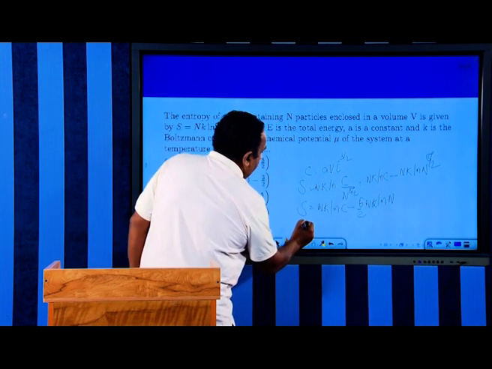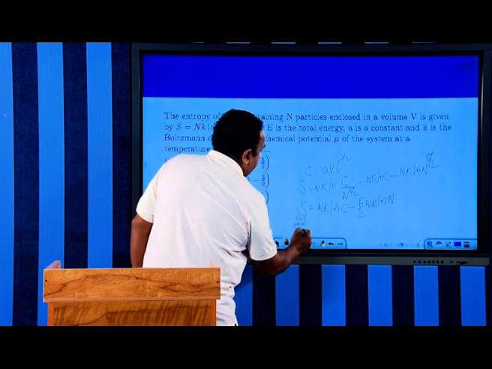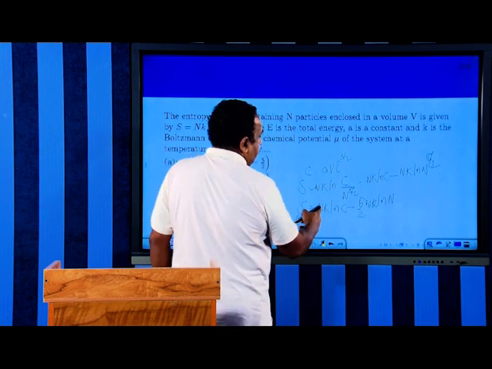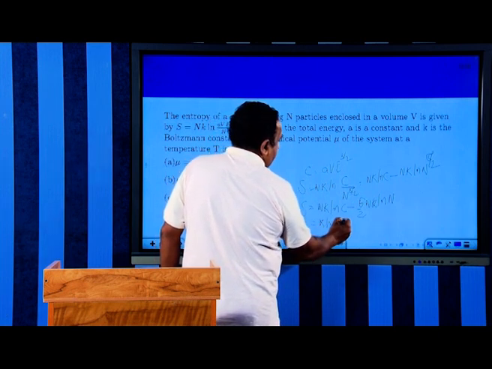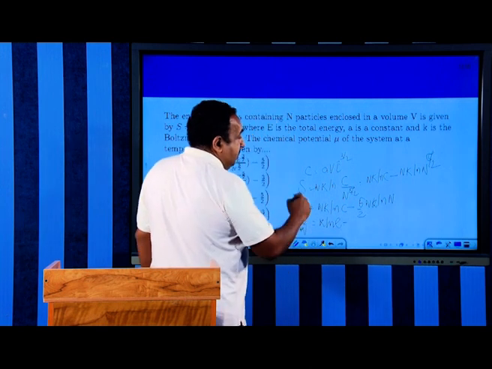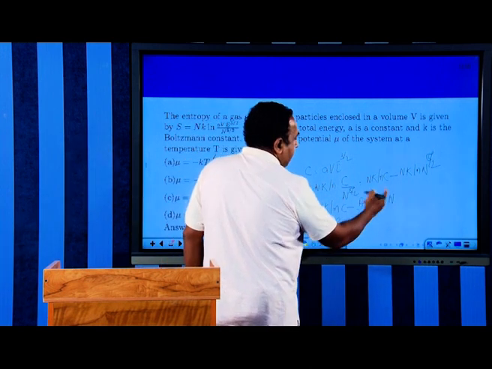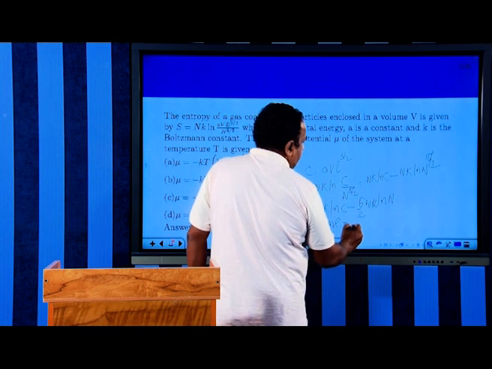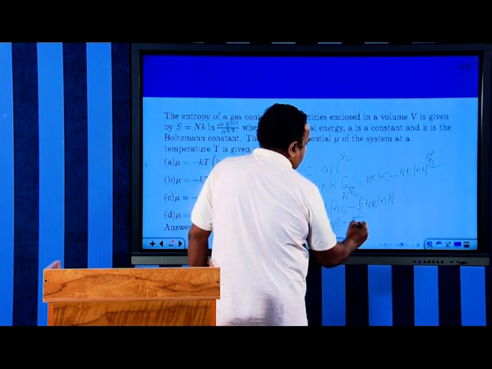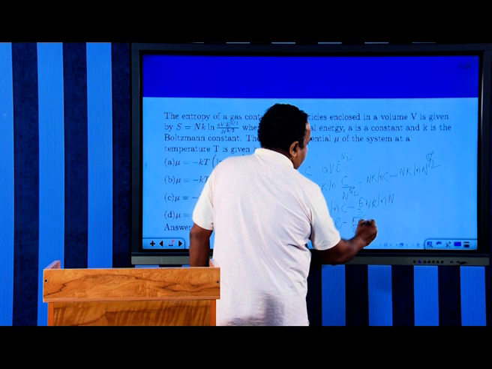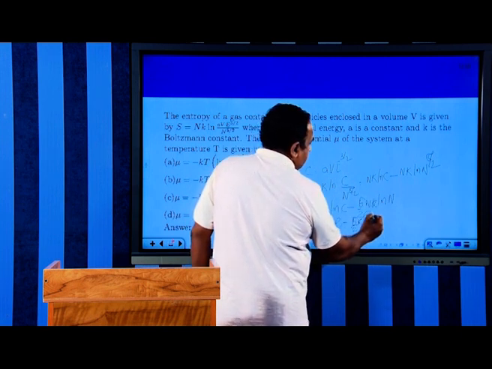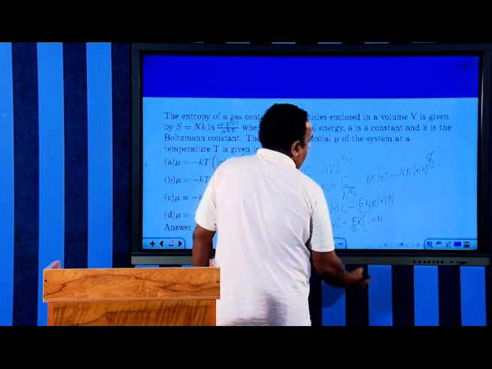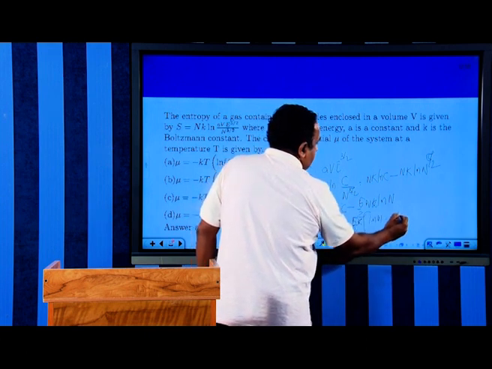Now I am asked to find dou S by dou n. In the first part only one n is there, so it gives k log C. In the second part n is there in two places, so I take minus 5 by 2 k outside, and inside I take the derivative of n log n, which is log n plus n times 1 by n, that is 1.